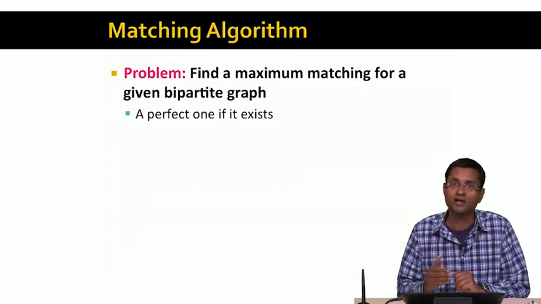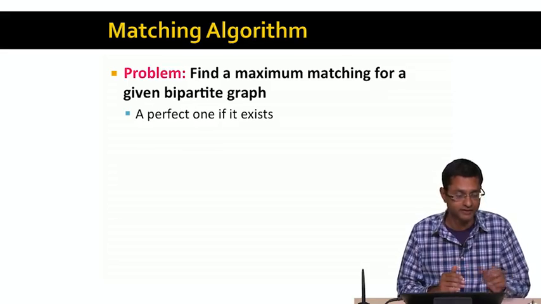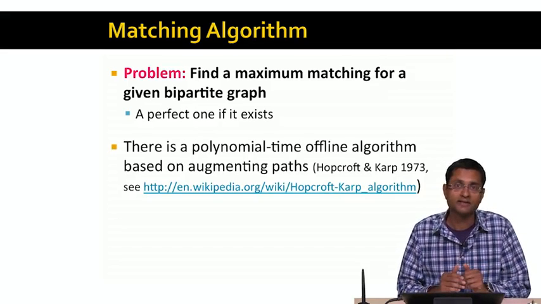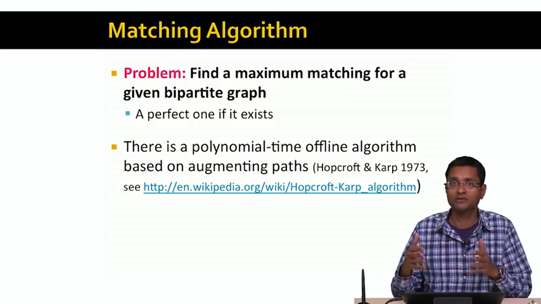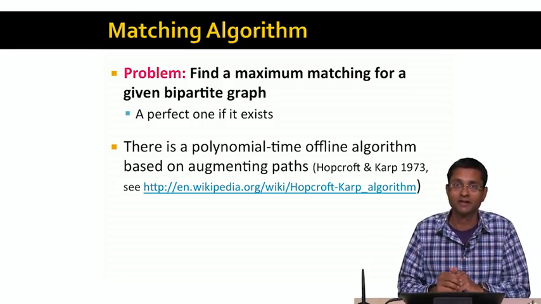The matching problem is a well-studied problem in the field of algorithms. There is a very well-known and elegant polynomial time offline algorithm. Remember, an offline algorithm is when you have the entire graph available to the algorithm. And it's based on this idea of augmenting paths. It's a very classic algorithm from 1973 by Hopcroft and Karp. If you're curious, you can look it up on Wikipedia following the link that I've given there.